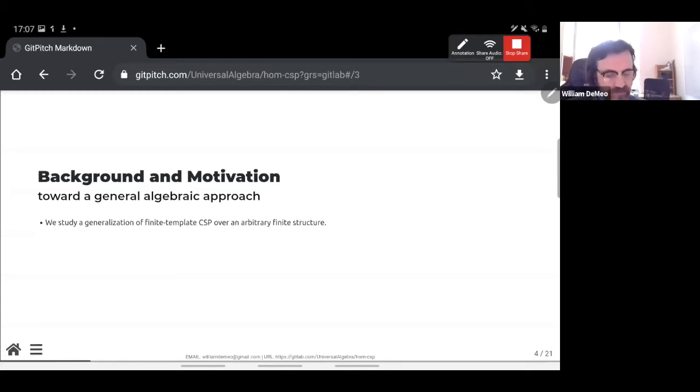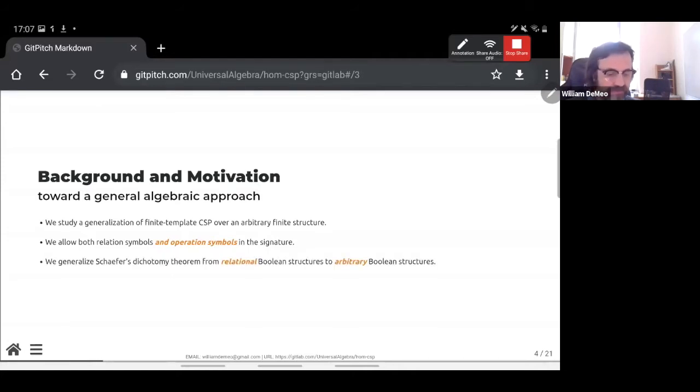So let's talk about the background and motivation for this. We're trying to study a generalization of the finite template CSP over an arbitrary finite structure, where we allow both relation symbols and operation symbols in the signature. This is a generalization of Schaefer's dichotomy theorem from relational Boolean structures to arbitrary Boolean structures. We've only done this so far for Boolean structures. That's why we're calling it a generalization of Schaefer's result. But still, there's no general theory for CSP over arbitrary structures, right? What we've done so far is only for arbitrary structures, assuming that the template is Boolean, so the universe only has 0 and 1.